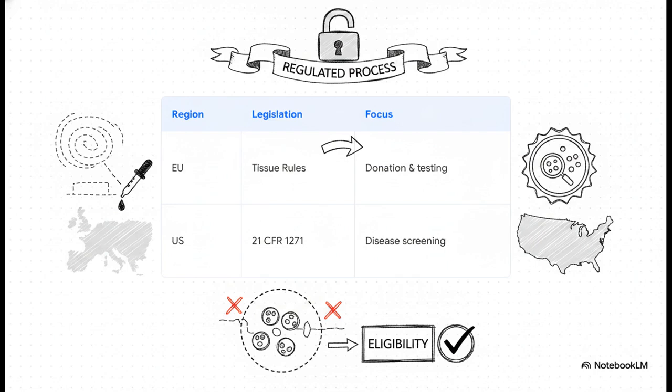In Europe, the EU tissue and cell legislation dictates incredibly strict standards for donation, procurement, informed consent, and testing. Meanwhile, over in the US, you're looking at 21 CFR Part 1271 Subpart C, which mandates highly specific requirements for donor screening and communicable disease testing. You've got to determine and document that donor eligibility before those cells are ever used.